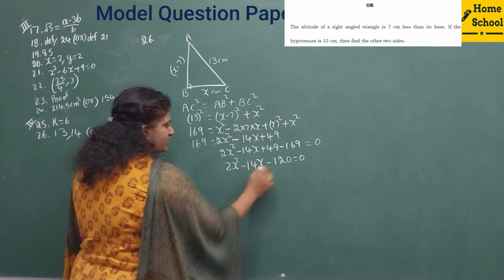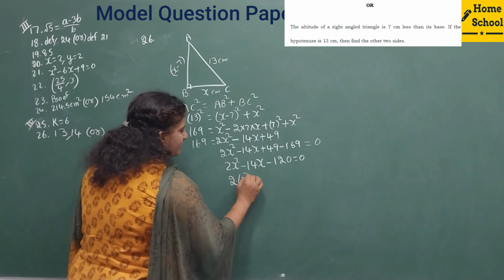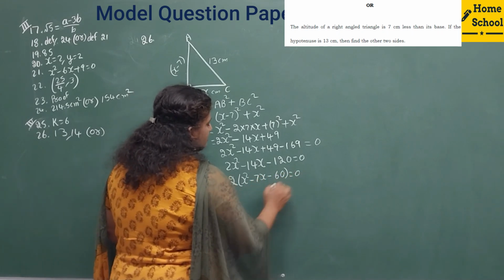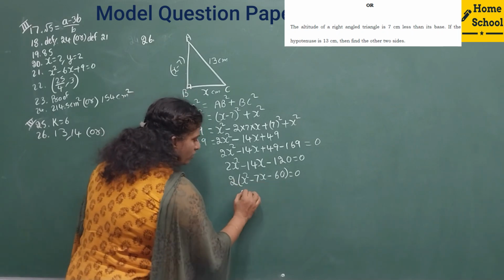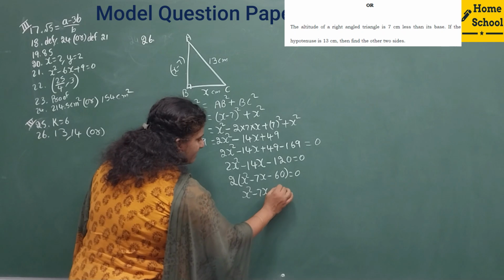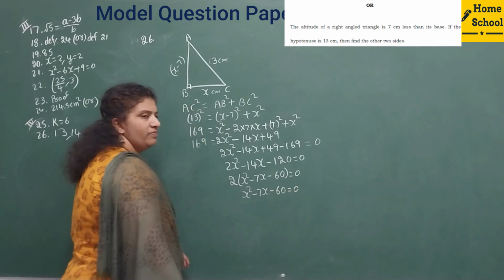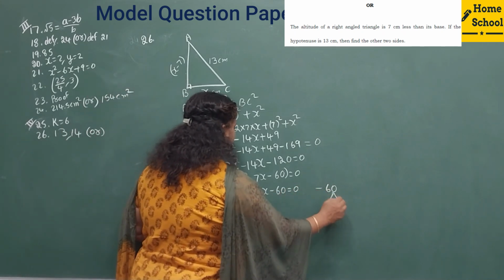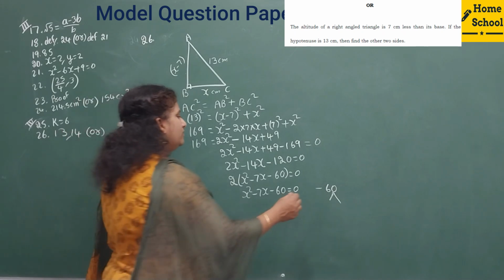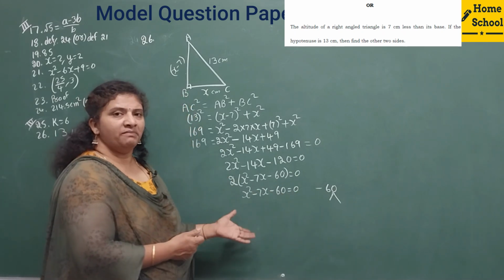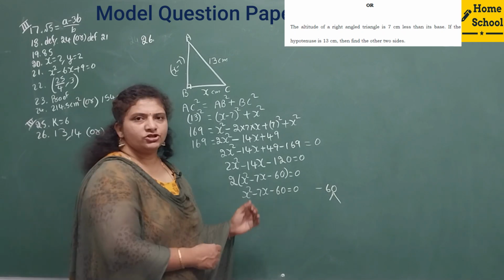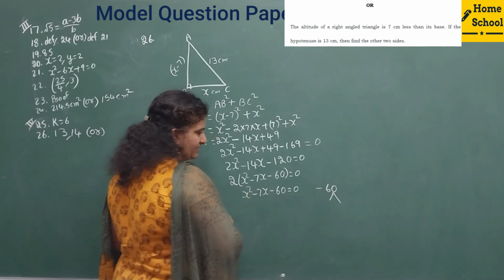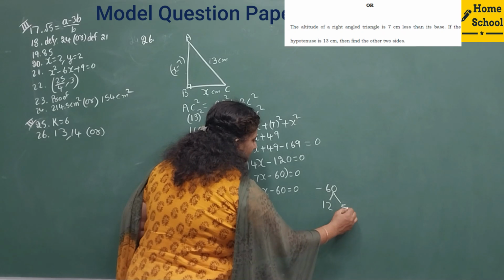Now in all these, 2 is common, take out. x square minus 7x minus 60 equal to 0. 0 by 2 is 0. So we are left with x square minus 7x minus 60 equal to 0. Take the factors of 60 in such a way that you should get minus 7. 10 6s are 60, but 10 minus 6 or 10 plus 6 we won't get. So check for another factor. 12 5s are 60. 12 minus 5 will be 7, right? So 12 and 5 are the factors.